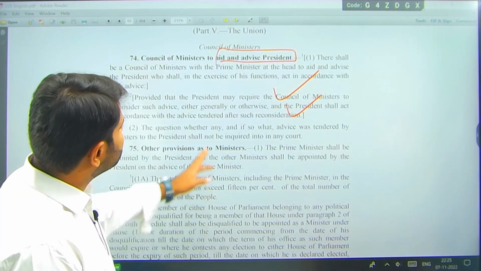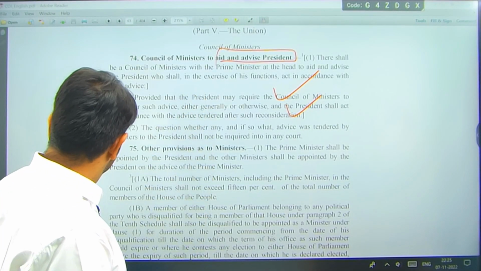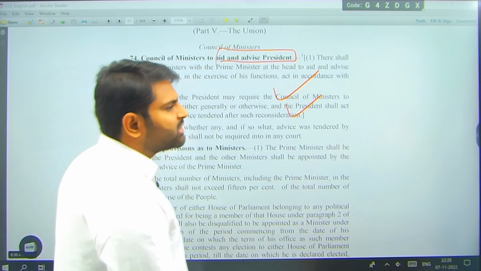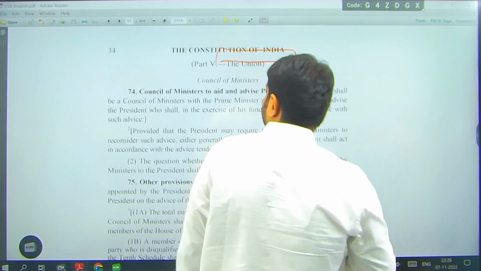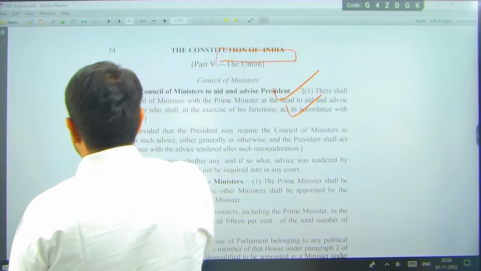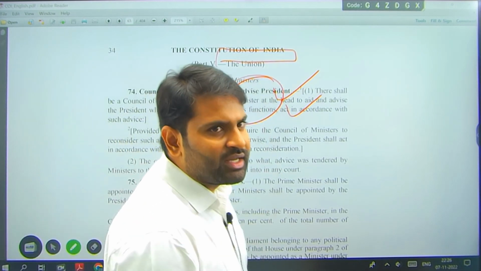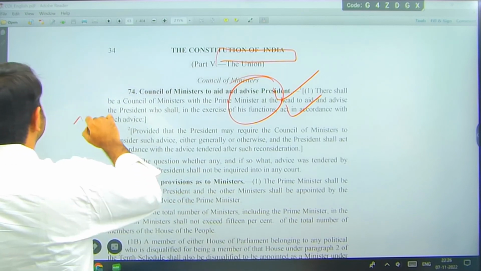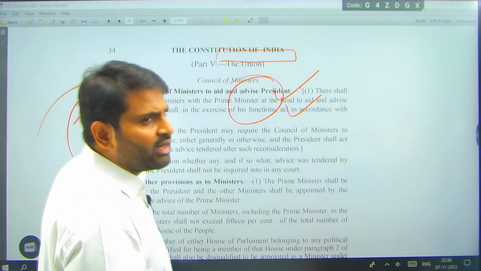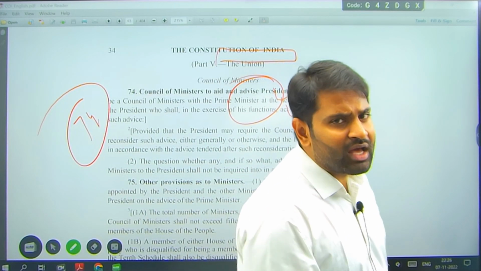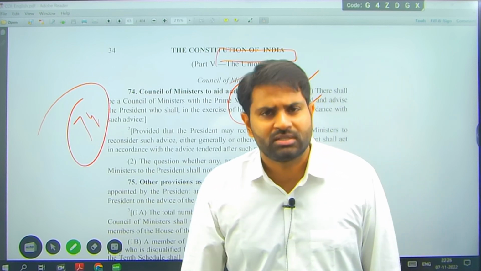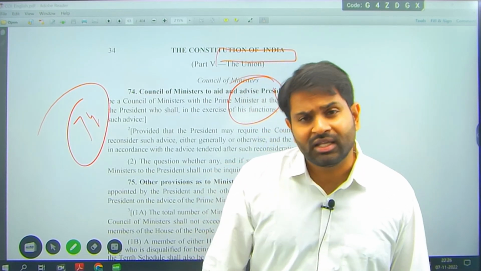Now in this you can see we have council of ministers, right? We have prime minister plus council of ministers to aid and advise president. So president is nominal head. Article 74 is saying that president is nominal head. The real heads are the prime minister and council of ministers. That is what it is saying clearly, right?